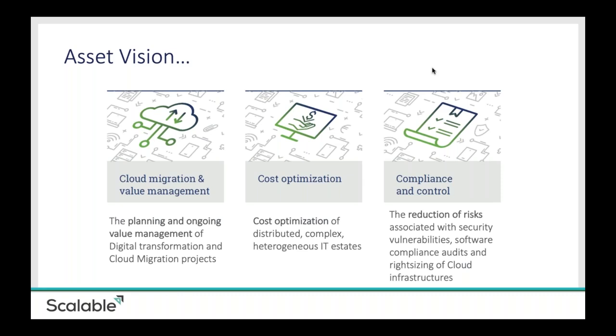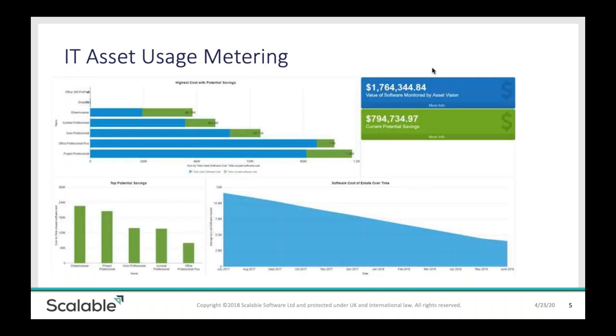So in terms of Asset Vision, again, a recap: highly granular usage of both locally installed applications and software as a service applications, and again, three very compelling use cases. Here is the one that I talked about most extensively, which is the cost optimization use case. We don't know how much you spend on software, but you know that, and putting in the value of your software will allow us to calculate the savings that you can make.